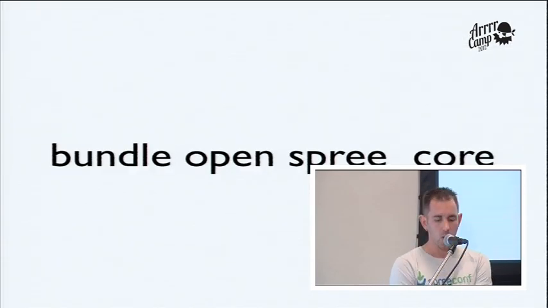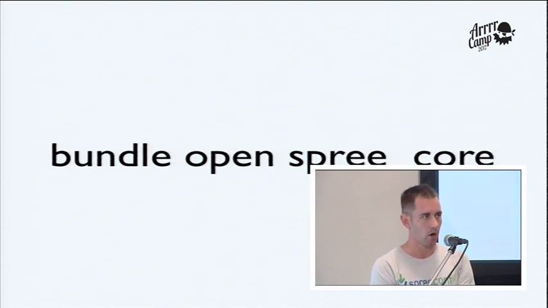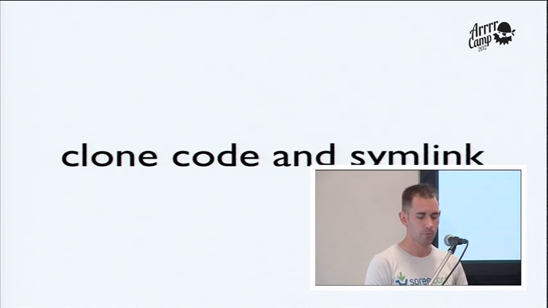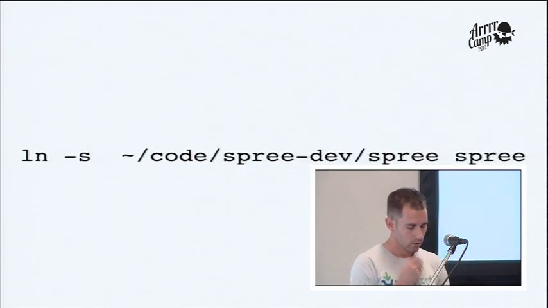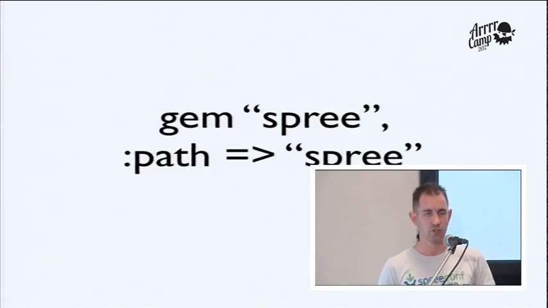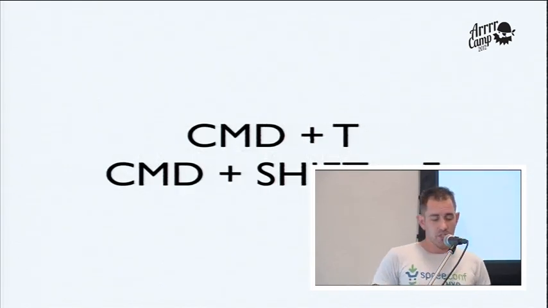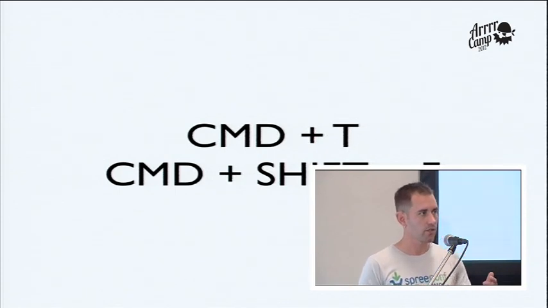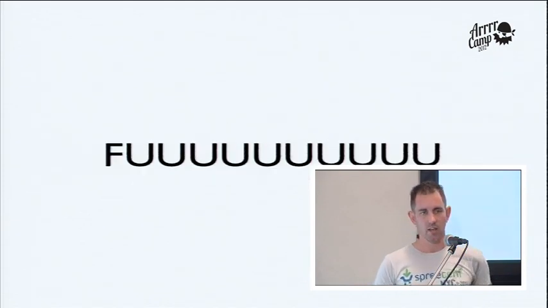You could also use the bundle open command to open the gem. It will open up your editor with the sources of the gem that you installed. You could also clone the code and do a symlink in your project, and then change the Gemfile to use this Spree path that you just created. And then you can do the Command-T, Command-Shift-F find, and try to dive into the internals of Spree and try to find the views and the partials and the overrides and the overridden overrides in other extensions. And I find that that's a little bit nasty.